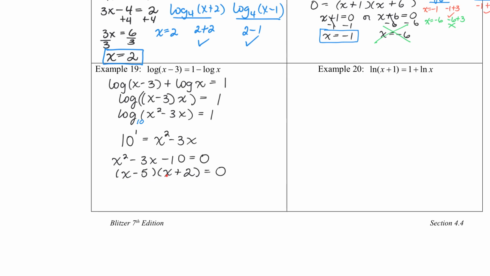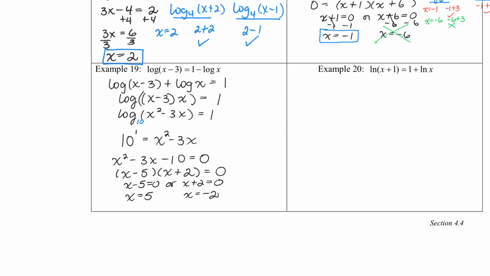Always check. So x squared plus 2x minus 5x is negative 3x minus 10. So I'm going to get that either x minus 5 equals 0 or x plus 2 equals 0. And if I solve this one, I'm going to get x equals 5. And if I solve this one, I'm going to get x equals negative 2. So now I have to check both of these proposed solutions in my original logarithmic equation. So I'm going to go ahead and erase this so that I have room, I don't have to scrunch it all up.